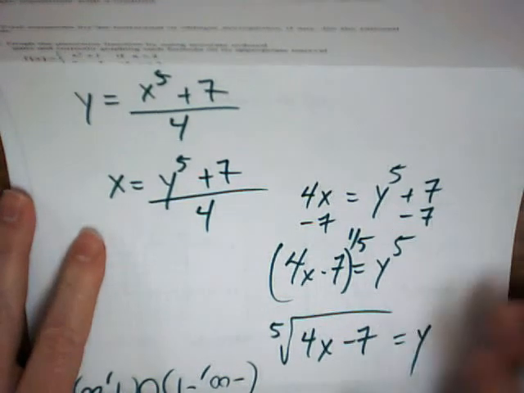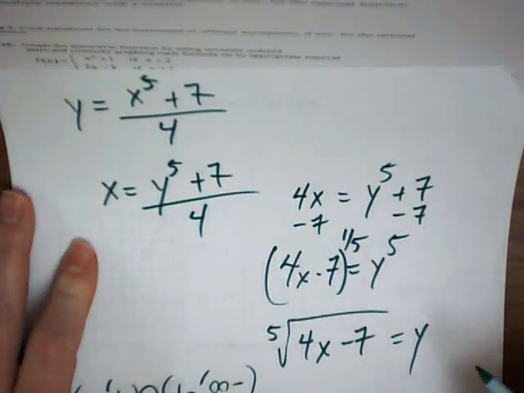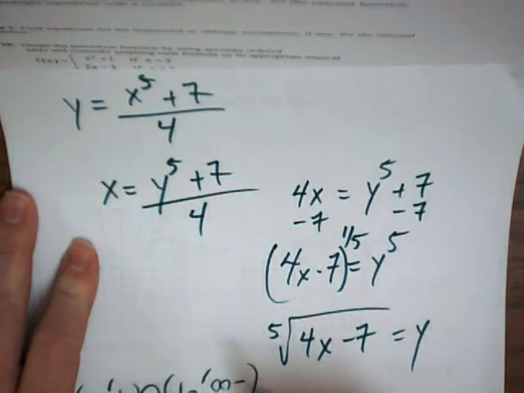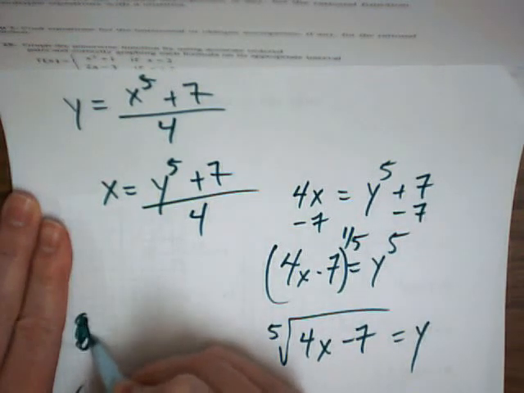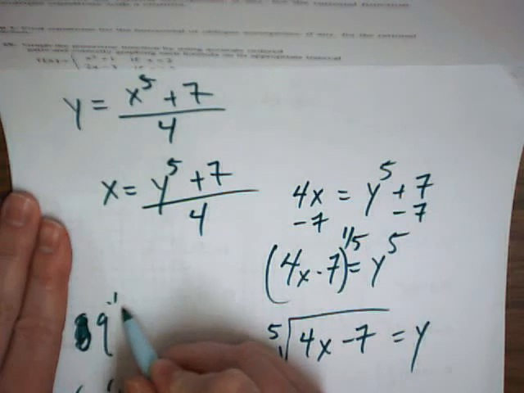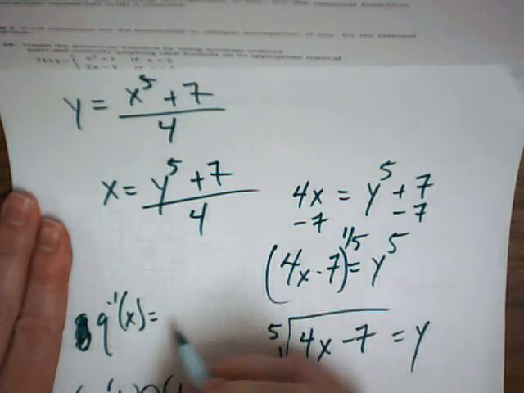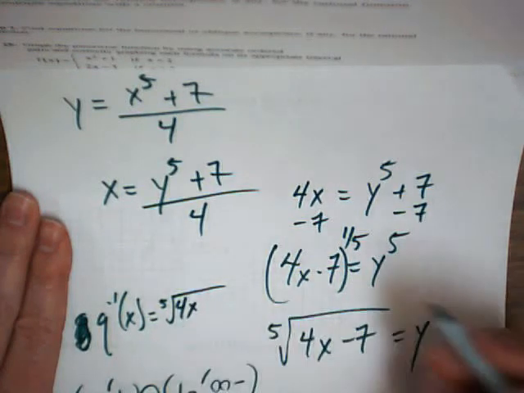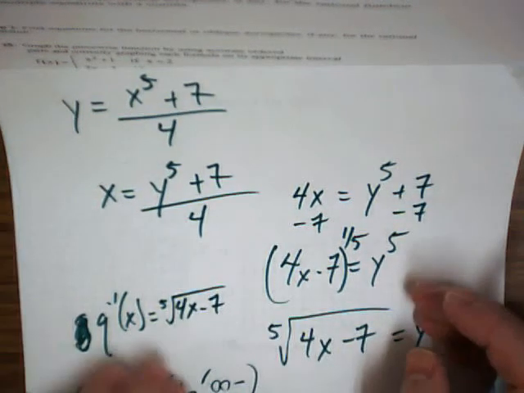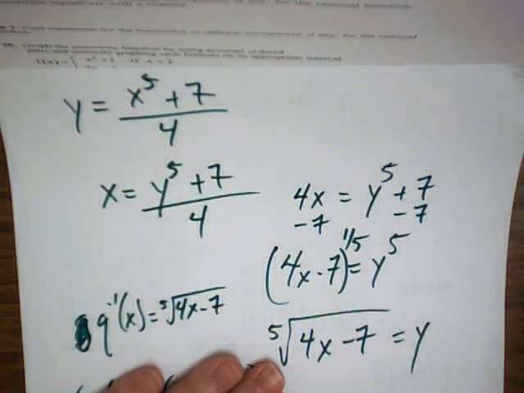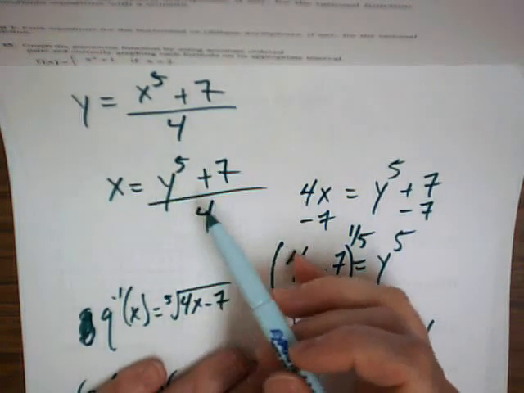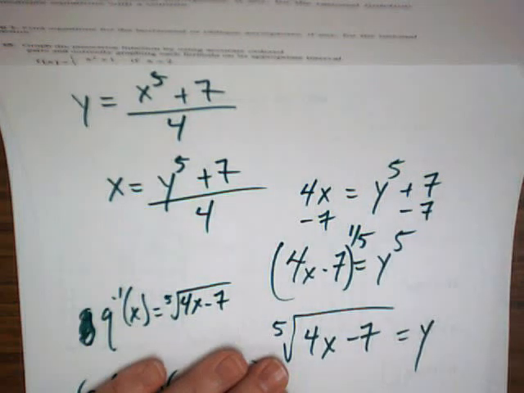Either way would work. So the inverse of q of x is the fifth root of 4x minus 7. Gosh, there's a bunch of gibberish on here. I'm sorry. The idea is you switch out y and x, and you solve for y. That's it. That's the basic idea.